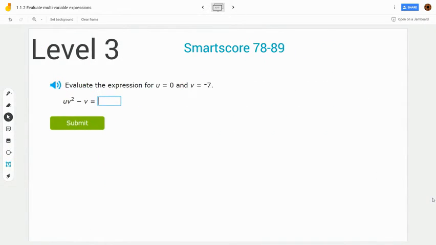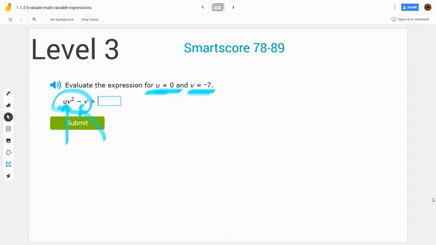Now, level 3 is going to get you into the 80 range. So we still have two variables. In this case, u is 0, v is negative 7. We've got an exponent involved there, there's multiplication going on between the u and the v squared, and then there's subtraction. So this is like a 3-step problem, and that's what separates this.